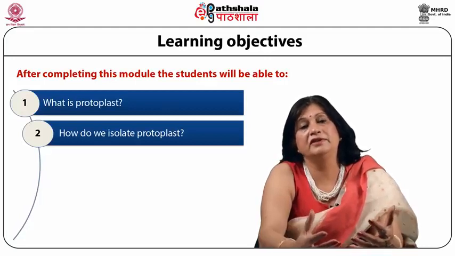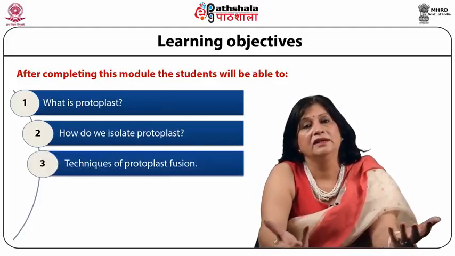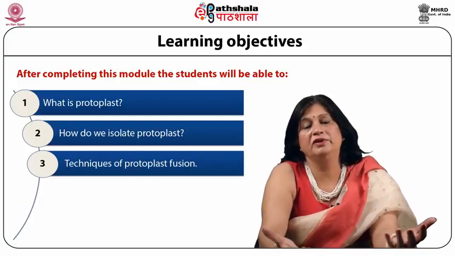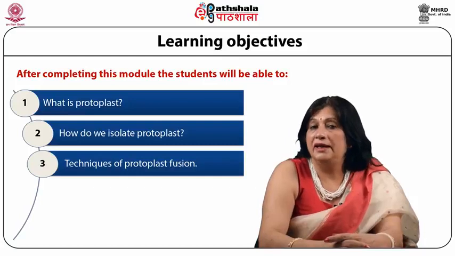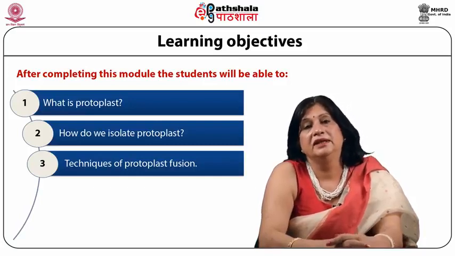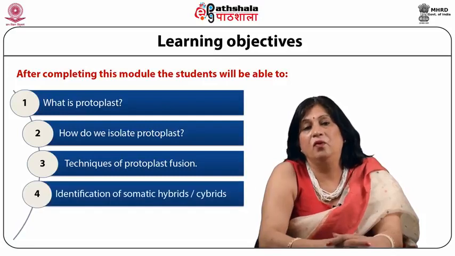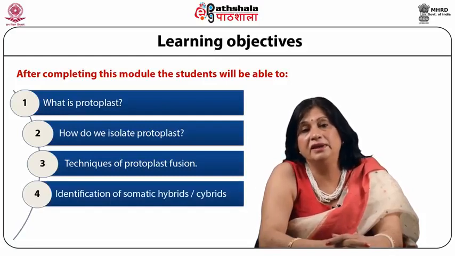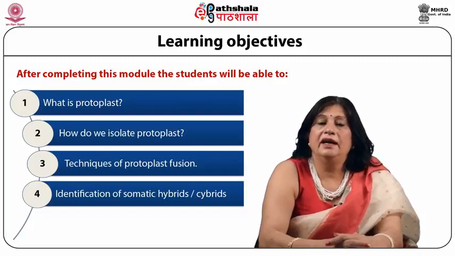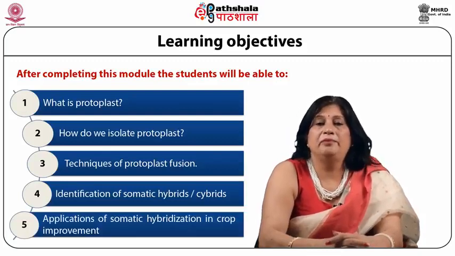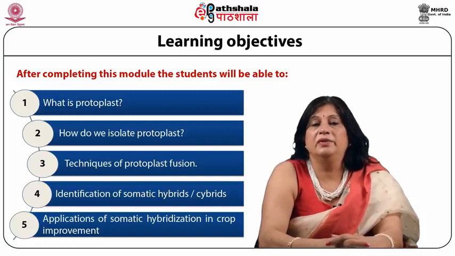They of course have a natural tendency to fuse, but we want certain combinations to be formed, so different technologies have been developed. And once a somatic hybrid or cybrid has been produced, how do you identify them? Are they hybrids? Are they cybrids? Are they homokaryons, heterokaryons, and so on? And thereafter, what is its application in crop improvement?